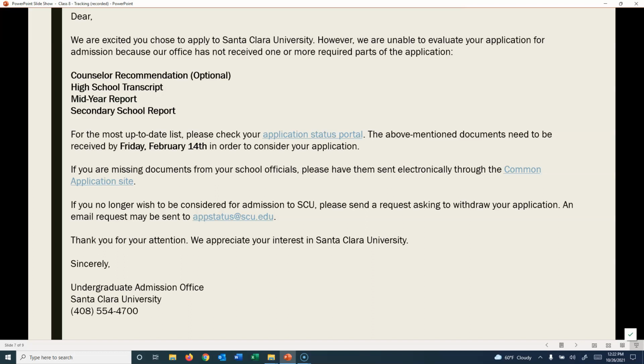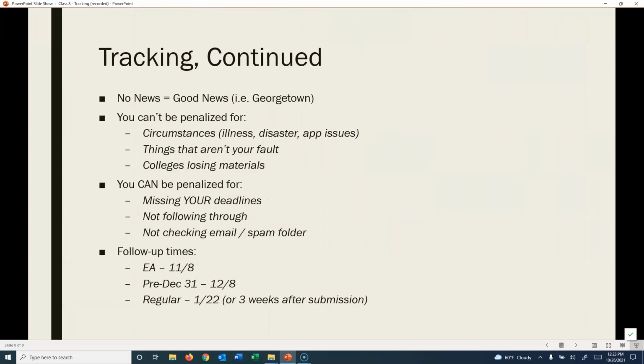Again, please don't ask for confirmation about when things are sent. That's hard for us to do. So just let your teacher or counselor know this stuff. Okay? Now, again, no news is good news. Not all colleges have those portals. Georgetown is one of them. They're just going to tell you, Georgetown, for example, if something's missing. So if you don't hear from Georgetown, or any college for that matter, it means everything's fine.